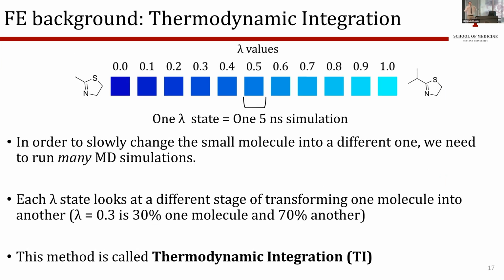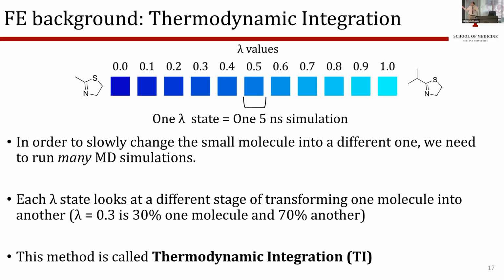So in order to slowly change one molecule into another molecule, you actually have to run many different molecular dynamics simulations to do that. So you do what's called lambda scaling, where you have this value lambda that's going to detail sort of like the mix of how much of one ligand versus the other ligand you're looking at. And you're going to run a bunch of simulations where you slowly increase that value of lambda, where you're decreasing the input from one ligand and increasing the input from another.